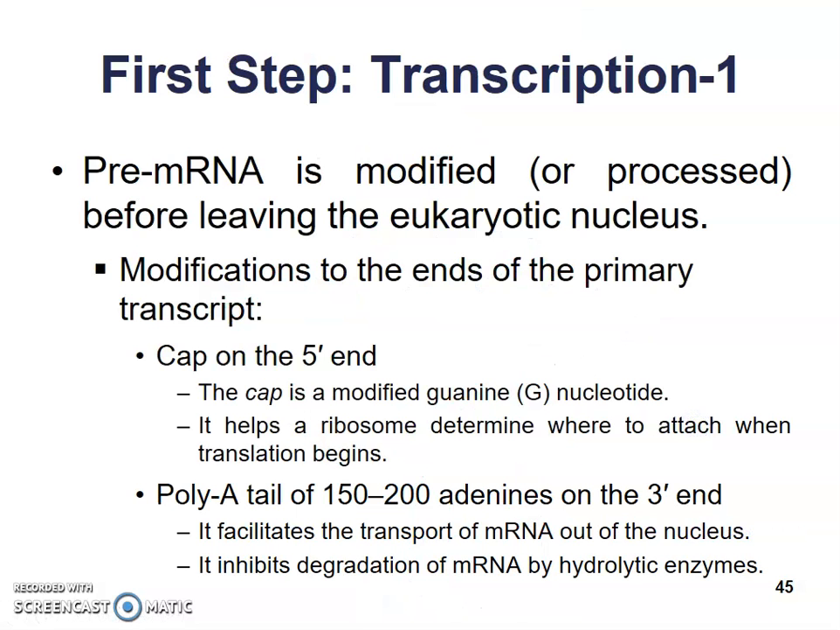Now this RNA molecule is not complete, it must be processed. So the pre-mRNA is modified or processed before it leaves the nucleus. The modifications include a cap on the 5' end. It's basically a modified guanine, which helps the ribosome figure out where the beginning is. Where is the start of that molecule? And then a poly A tail of about 150 to 200 adenine nucleotides is added to the end. This helps facilitate the transport of the mRNA molecule out of the nucleus, and it keeps the molecule from breaking down inside the cell.